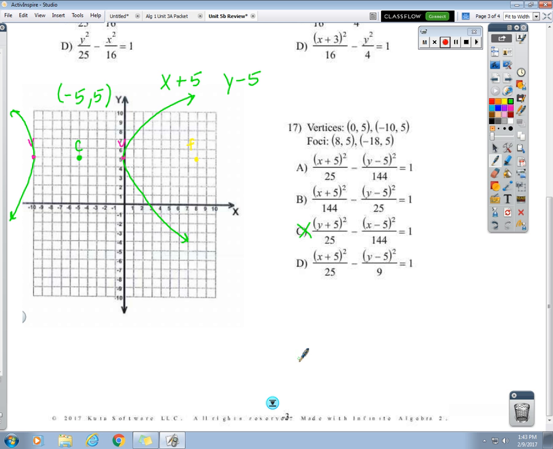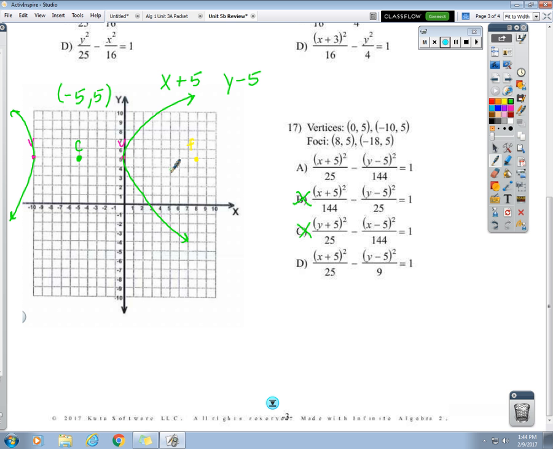Okay, so now let's figure out the differences. Let's figure out what should be under the x. From the center to this vertex is how many units? 5. So isn't that your a value? So what number should be under the x? 25. So that rules out B.